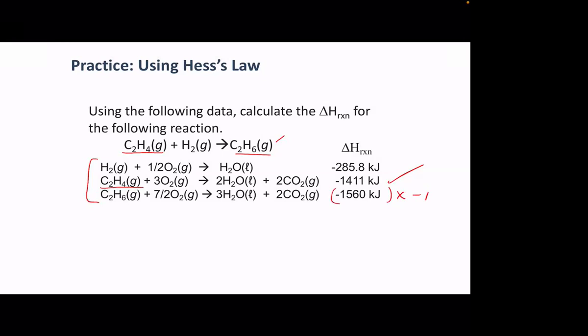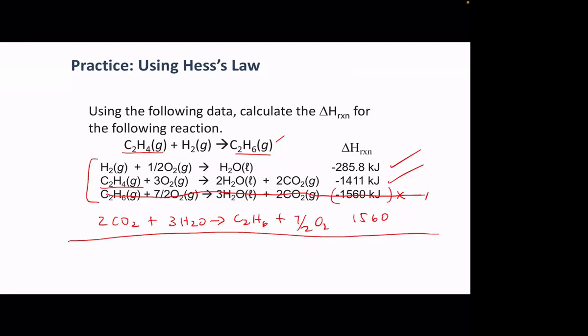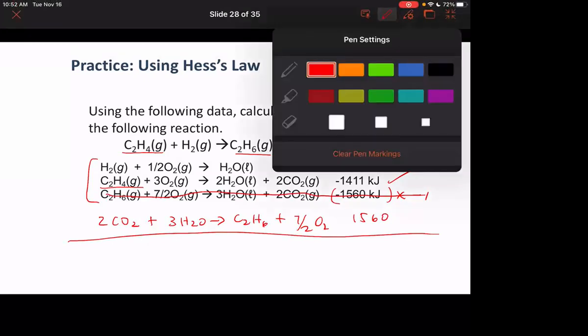And then the hydrogen. Hydrogen's 1 mole on the reactant side, so this one's probably good too. So let me flip this one, and I'll get 2 CO2 plus 3 waters gives me C2H6 plus 7/2 O2. And now I've got 1560. And I put an X through this one to know that I'm not adding that up anymore. And let's add these 3 up and see what we get.